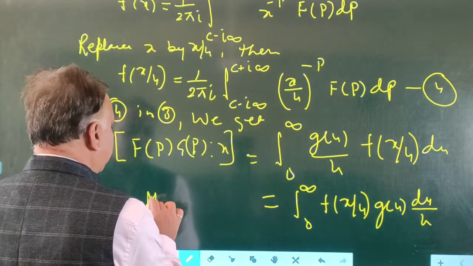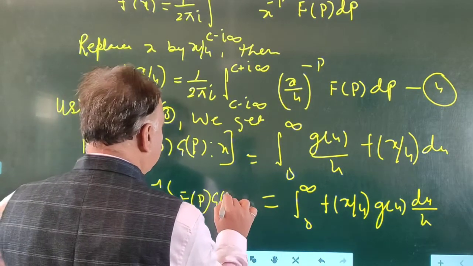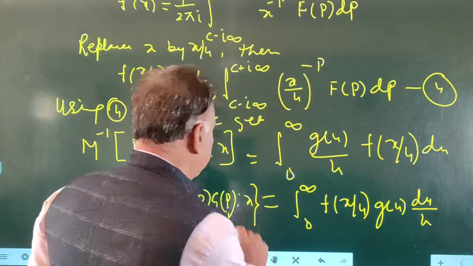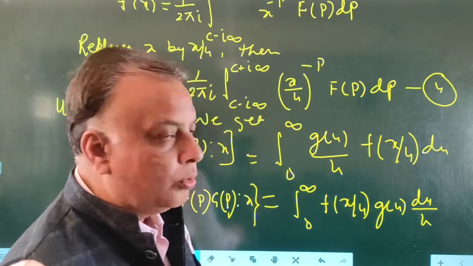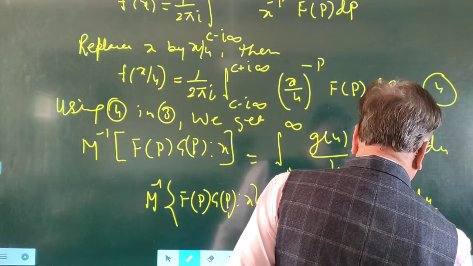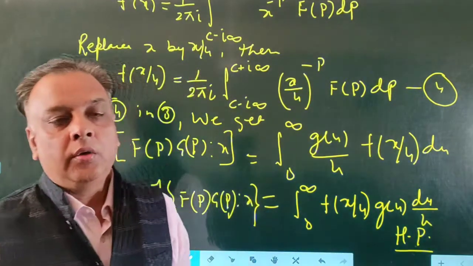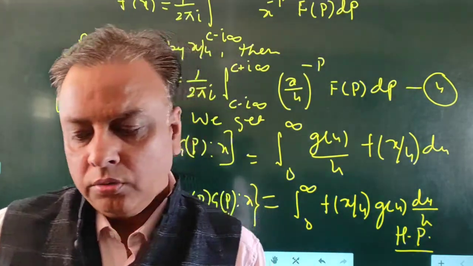So the inverse Mellin transform of the product of the two functions F(p) G(p) with respect to x is equal to the integral from 0 to infinity of f(x/u) g(u) du/u, which is the required result. So with the help of the Mellin inversion theorem, we can find the inverse Mellin transform of the product of the two functions. Thank you very much.